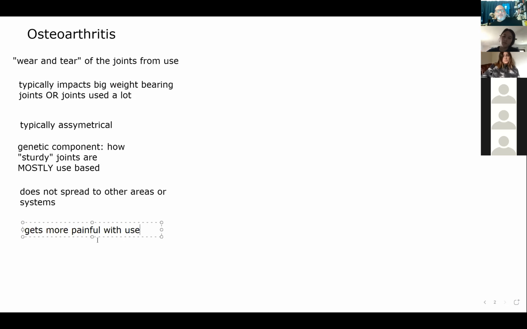Now, by comparison, let's talk about the second most common type of arthritis, and that is rheumatoid arthritis. I have a question real quick about the osteoarthritis. Because of the wear and tear, so basically it's because of the thinning of the cartilage and the lack of synovial fluid between the bones that you're getting that inflammation?